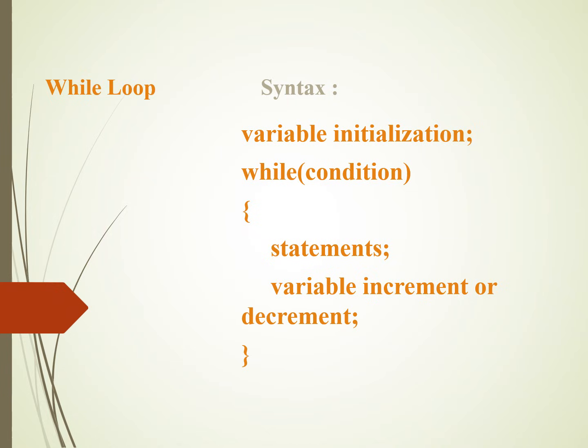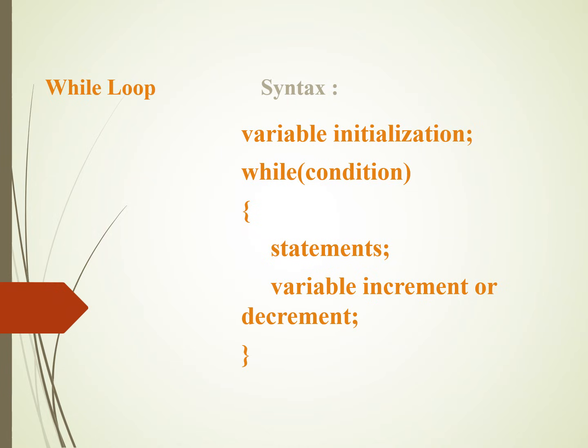Let's start with the while loop. This slide shows the syntax of the while loop. The first step is variable initialization. Next comes the while keyword followed by the condition inside the parentheses. If the condition is true, the statements inside the braces are executed.